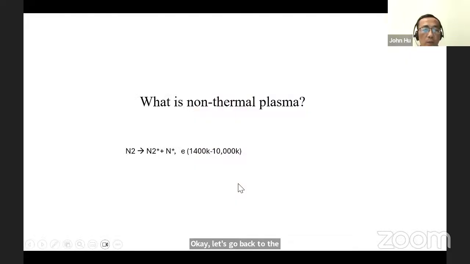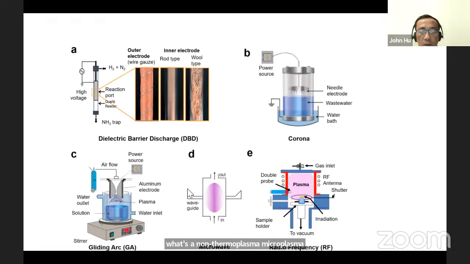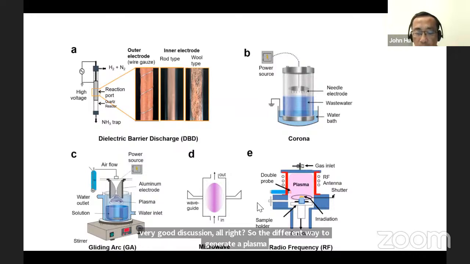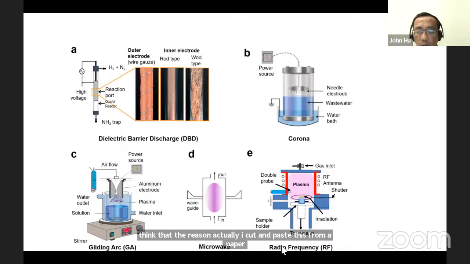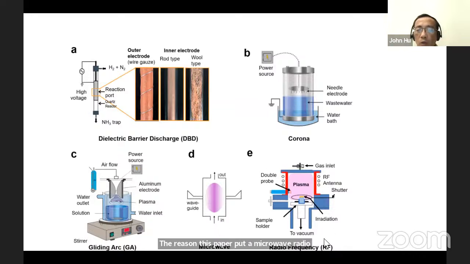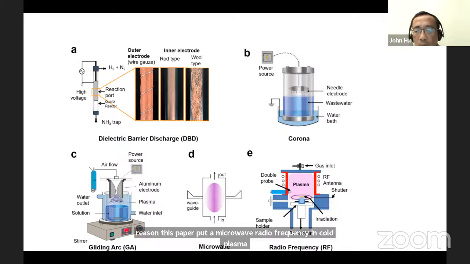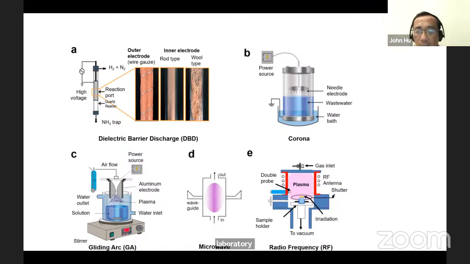So now we talk about non-thermal plasma and microwave plasma. Very good discussion. These are the different ways to generate plasma. I cut and pasted this from a paper. The reason this paper puts microwave and radio frequency in cold plasma is a little bit confusing, because if you work in a laboratory, microwave and radio frequency plasmas are not cold. They are hot or warm plasma, but regardless, this paper put them together.